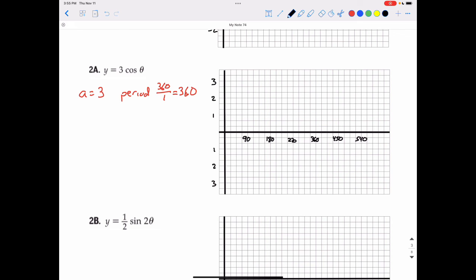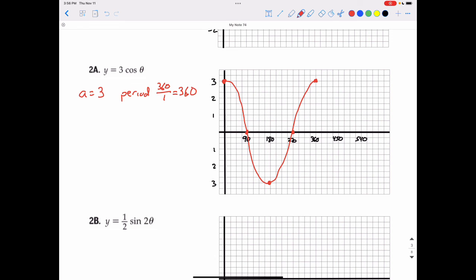My period is going to be 360 degrees. So since this is cosine, it starts at the high point of 3. And then 360 degrees later, it will be back up to 3. Halfway between 0 and 360 is 180. That's where it reaches its low point. And then halfway between 0 and 180 is 90, and that's where it gets back to the x-axis. Same for 270. So we make a wavy little curve here.